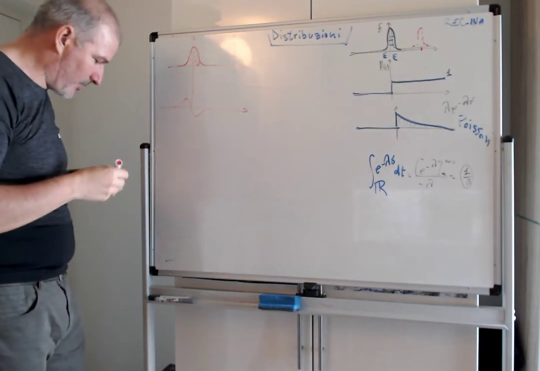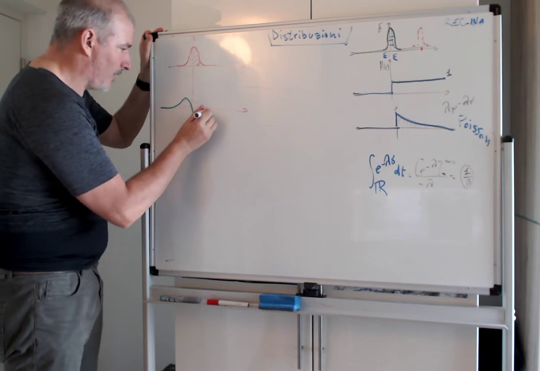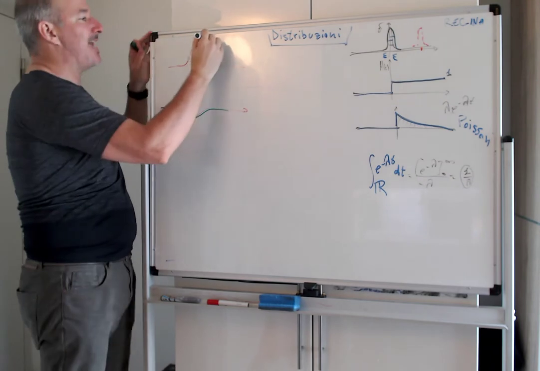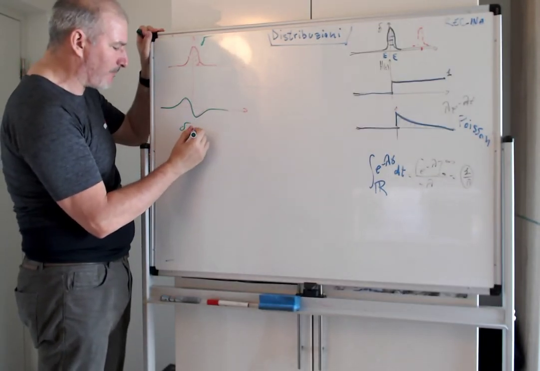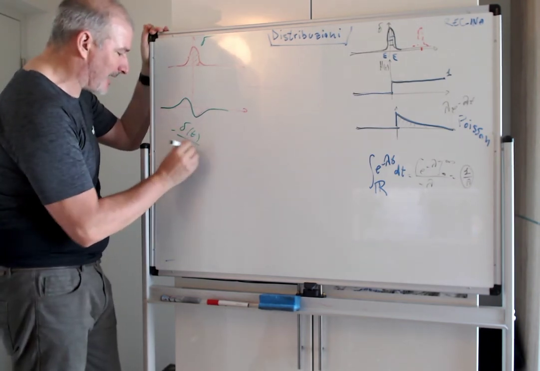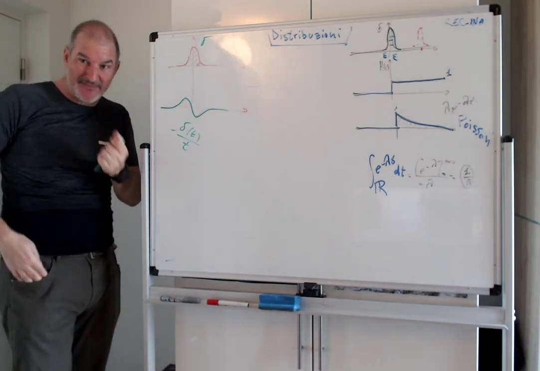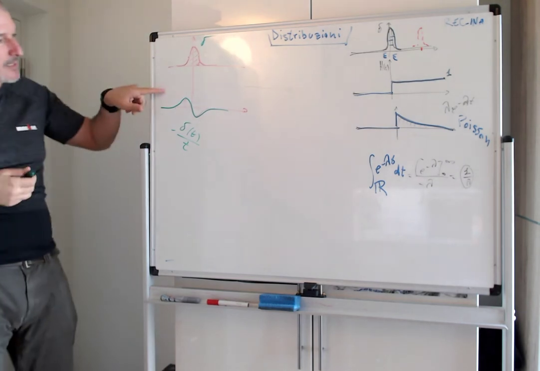I finished the color. Let's do it in green. This is what I call a hard bit, right? So the derivative of the delta is actually a hard bit. I think you can prove by integrating by parts that this is minus delta divided by t. So the derivative of the delta is another delta, but divided by t, multiplied by a constant. This is really interesting.